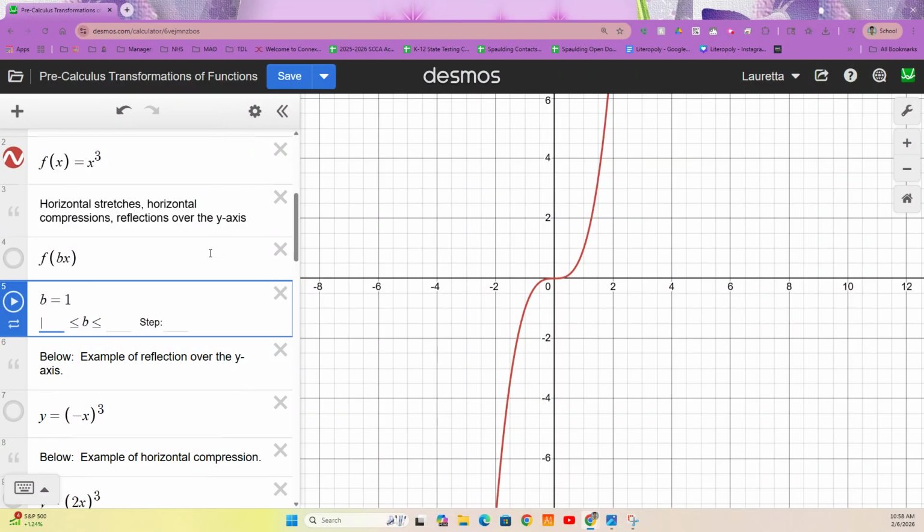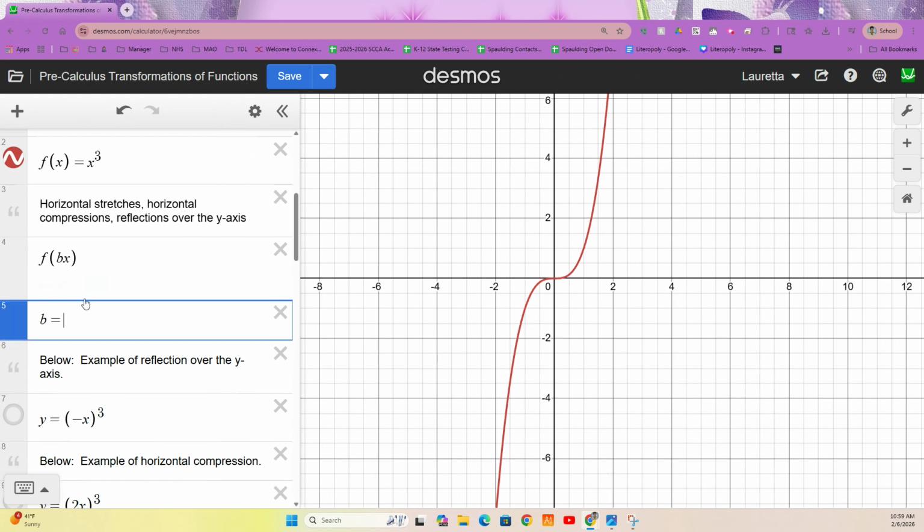We're going to start by talking about horizontal stretches, horizontal compressions, and reflections over the y-axis. And that is when you are in the form of f of the quantity b times x. B is a real number. So right now b is 1. But if I make b negative 1, then we get a reflection over the y-axis. So you can see with our new graph in blue, it is a mirror image compared to the red graph over the y-axis. So when b is negative, it creates a reflection over the y-axis.